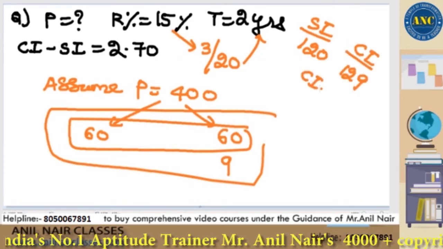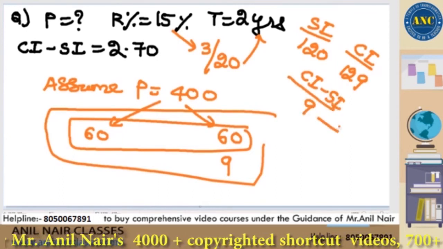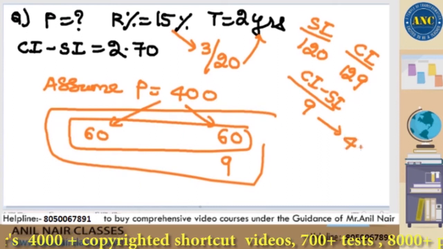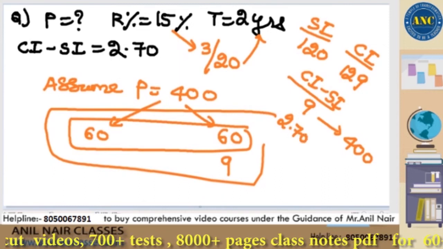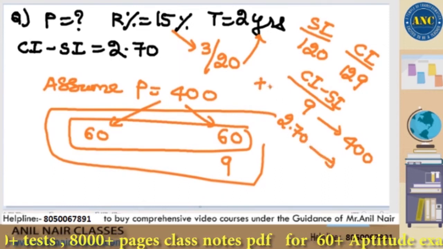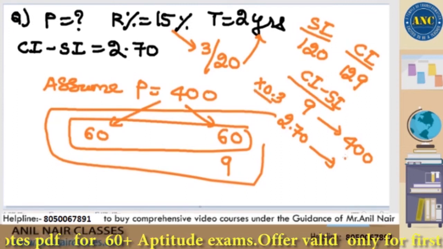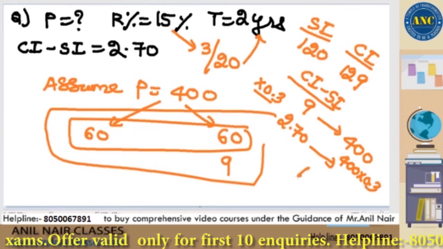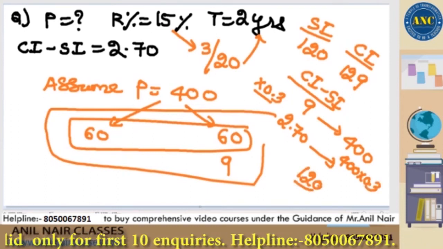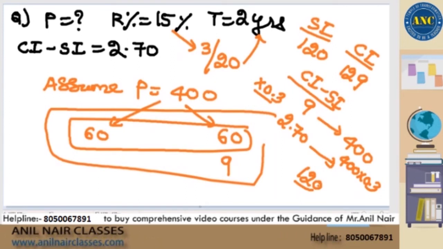So CI minus SI, difference is 9, when the principal is 400. But according to the question, it is 2.70, 9 into 0.3. It is 2.7, so 400 into 0.3, 120. I hope it is clear, sir. Idea is clear. It could be SI plus minus. Any question you can solve, sir.